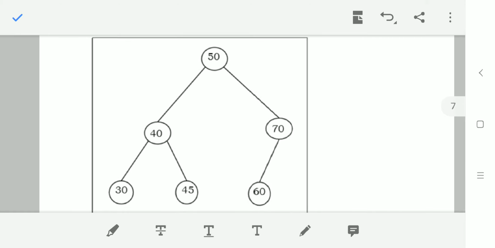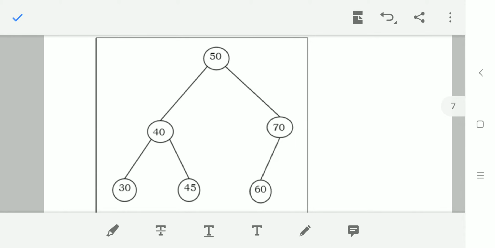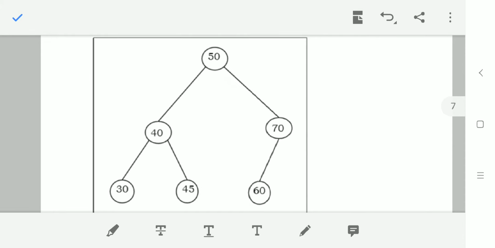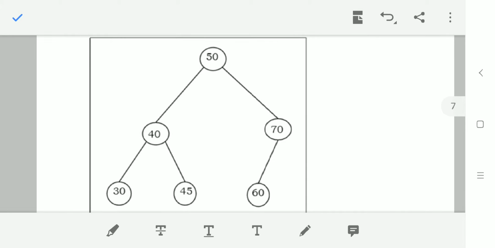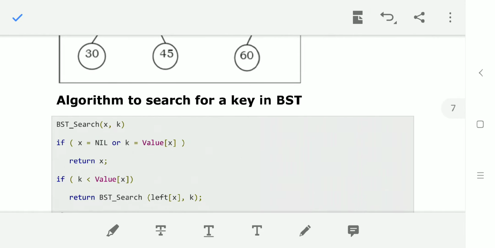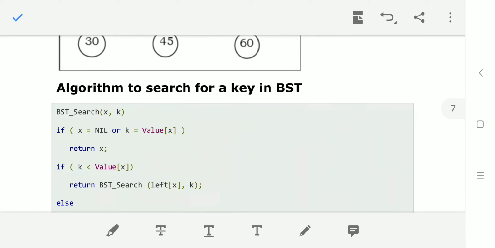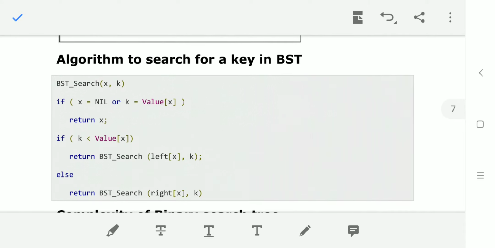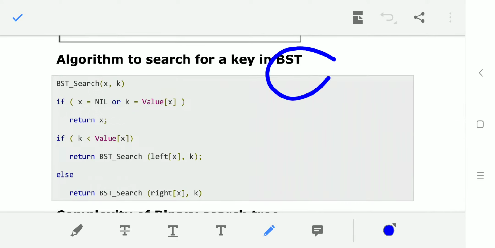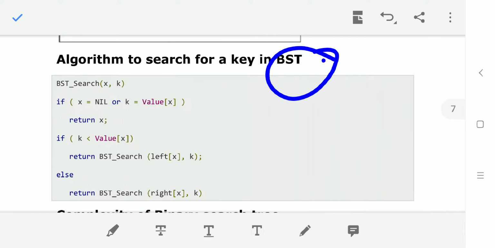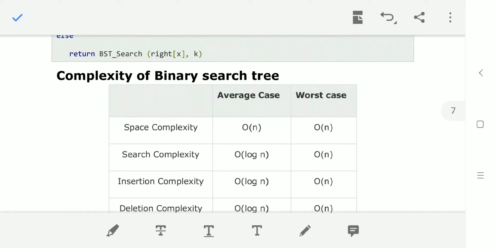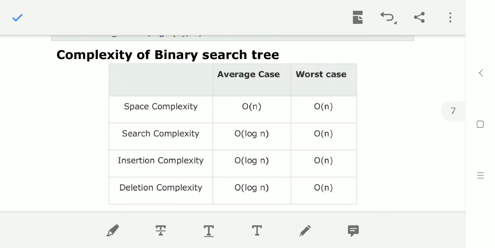You can note this graph in your paper, and then you can follow the below steps one by one so that you can easily understand it. Okay, this is the algorithm to search for a key in the binary search tree. Here BST stands for binary search tree. Complexity of binary search tree in this way.